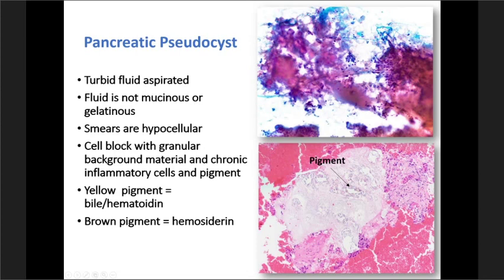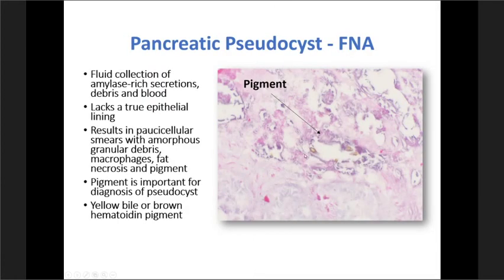Higher magnification over here, this is what pigment looks like, which can be brown or yellow depending on what kind of pigment it is. This is basically just free floating here, the pigment. No viable epithelial cells are noted. And remember, these will be amylase-rich aspirates.